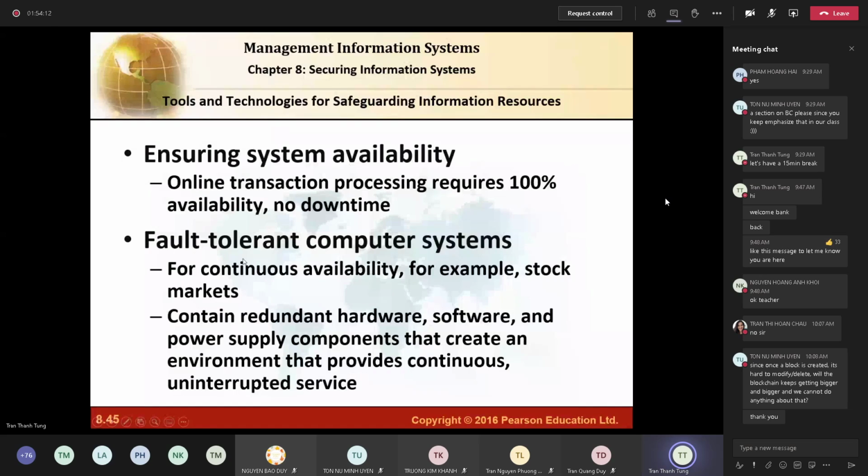Okay, so people call it fault tolerance. It means if something goes wrong with the system, you can still continue to work. From the technical side, we can say we may have redundant hardware, software, power supply, or servers to help you to run the backup version. Okay.